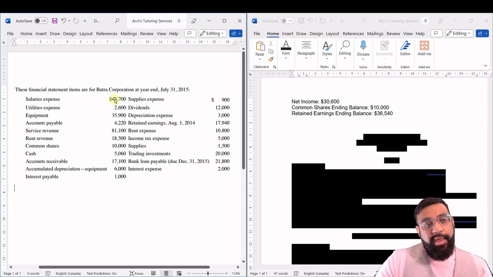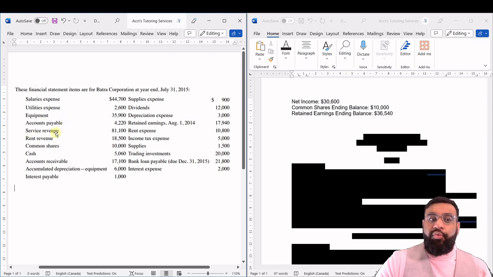Salaries expense is an expense. It goes onto the income statement directly. Utilities expense is an expense. It goes onto the income statement directly. Equipment is a future benefit. This is an asset, and this is going to be part of property, plant, and equipment because it's long-term in nature. Accounts payable is a liability. Accounts payable is usually within 1 year. Not usually, it always is within 1 year. So that's always going to be a current liability.